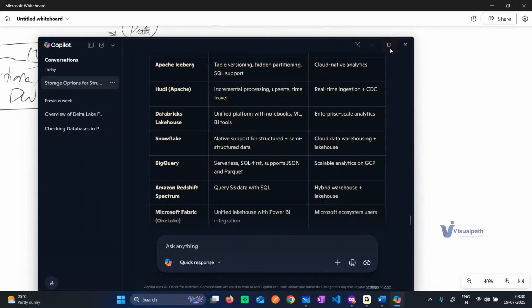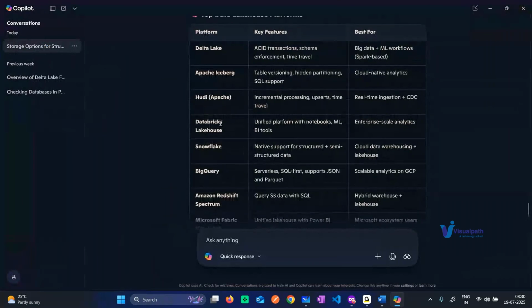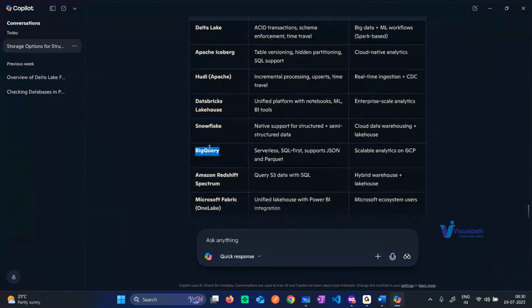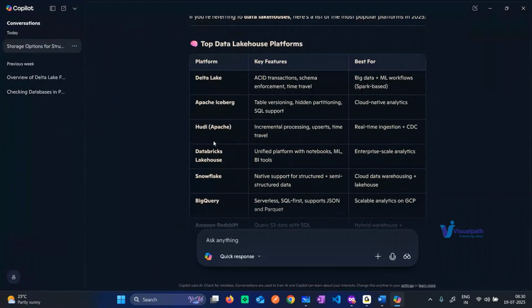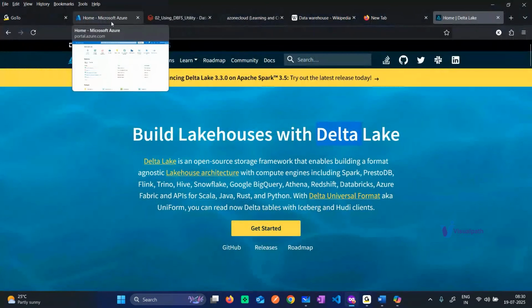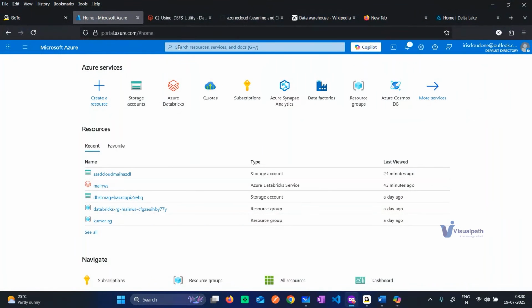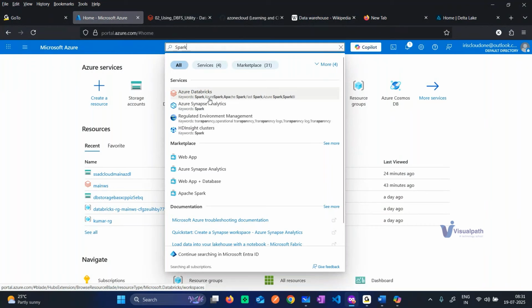Fine, participants. It understood lakehouses very differently. Then participants, here are the lakehouse capabilities. Databricks stands on the top. BigQuery from Google, Microsoft Fabric, and Azure Synapse. Participants, these are the top lakehouse capabilities which you find under your Microsoft Azure. If you navigate to Microsoft Azure, participants, you will see the Spark capabilities offered by Azure Databricks and Azure Synapse Analytics.